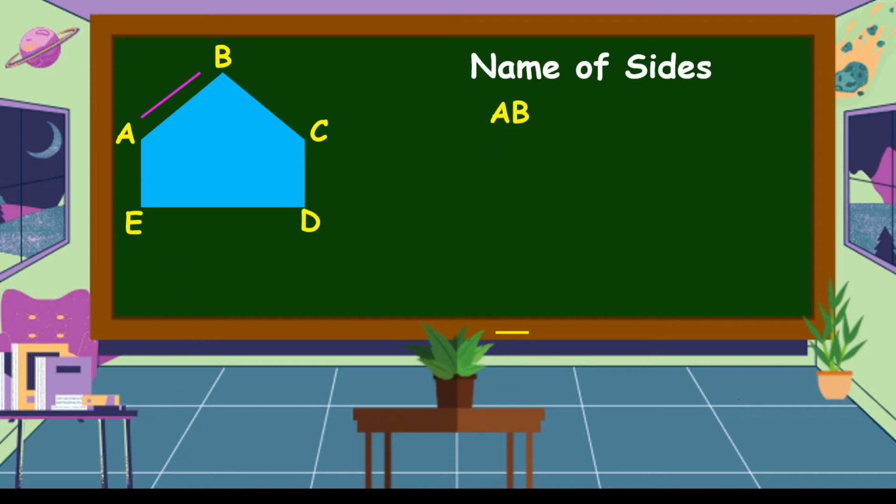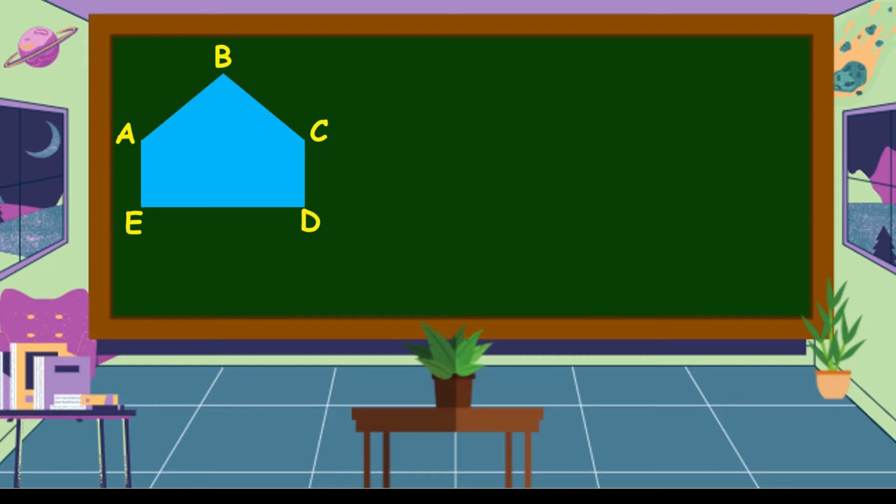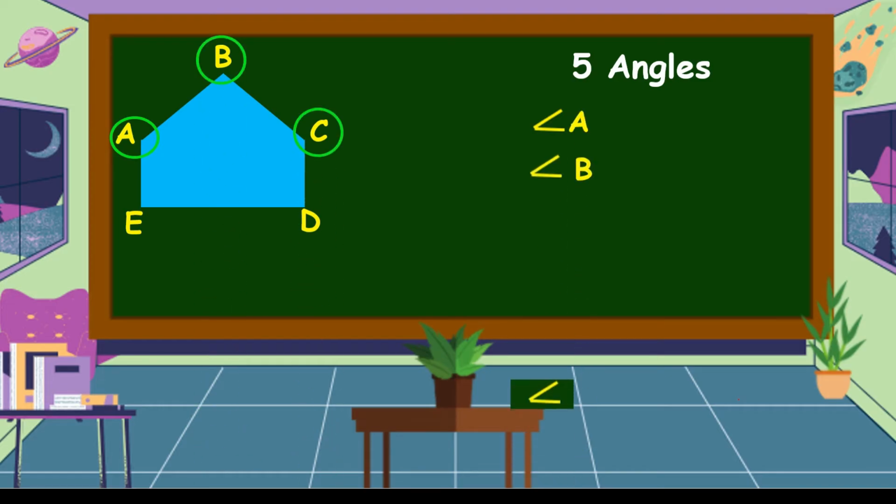Let's name first the sides of this polygon. This is line segment AB, line segment BC, line segment CD, line segment DE, and the last one is line segment AE. These are the names of the sides of this polygon. Next, we are going to name the 5 angles. We have angle A, angle B, angle C, angle D, and the last one is angle E. These are the 5 angles in this figure.